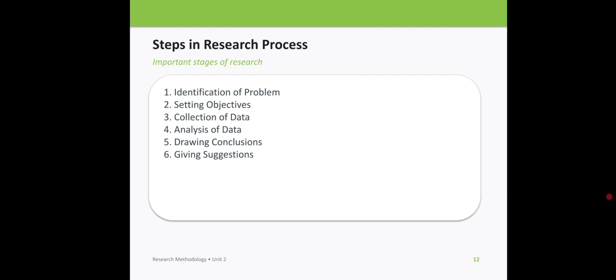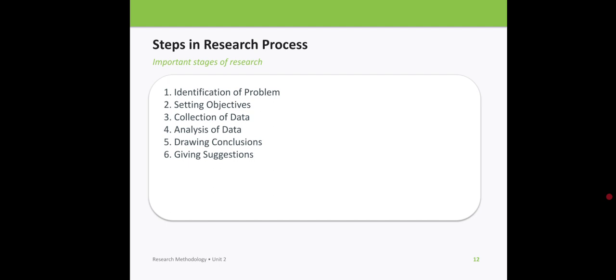Third step we have collection of data. This means the researchers collect the information from different sources. For example, customer surveys and interviews. They use these methods to collect the data. Maybe the survey method, maybe the questionnaire method, or maybe the interview method.